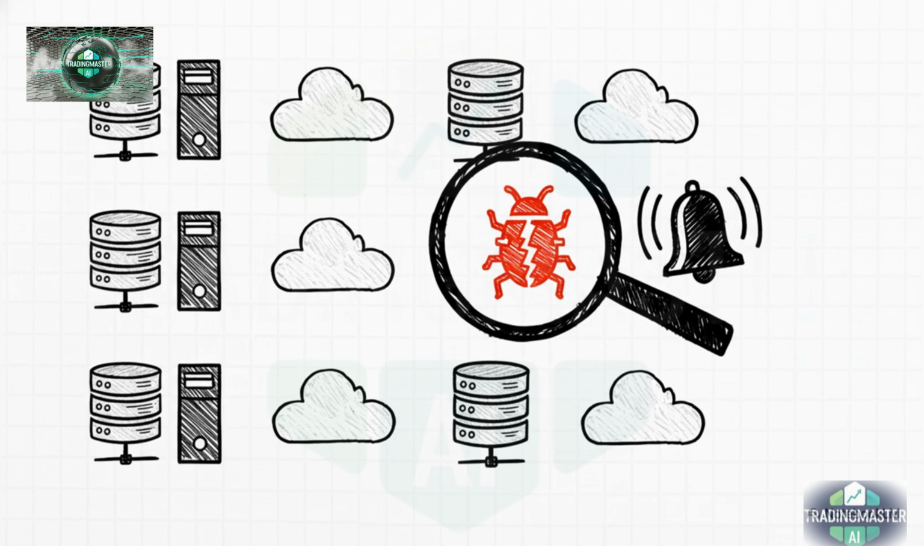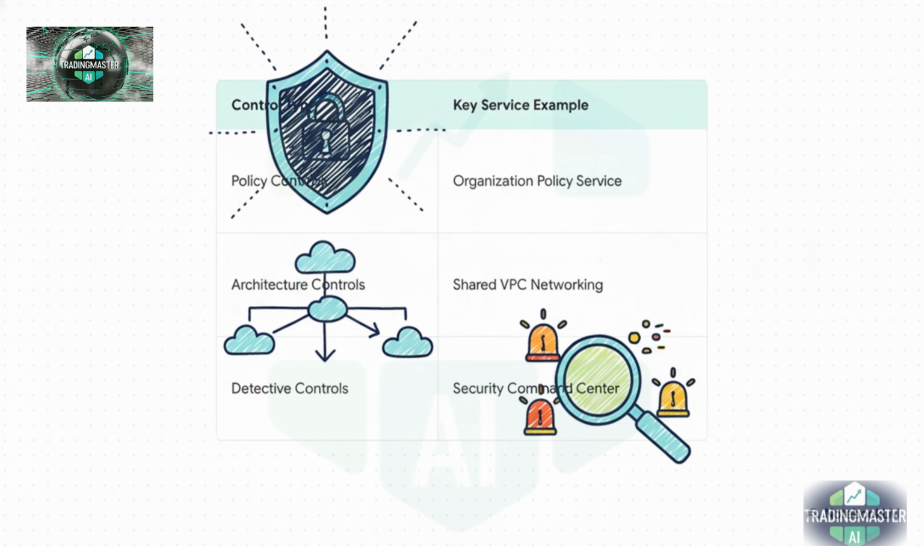And finally, we have the innermost layer. This layer operates under the assumption that, hey, despite our best efforts, a threat might just get through. These are your detective controls. This is your digital surveillance system, constantly scanning for weird or malicious behavior and screaming for help the second it finds something. And this isn't just abstract theory.